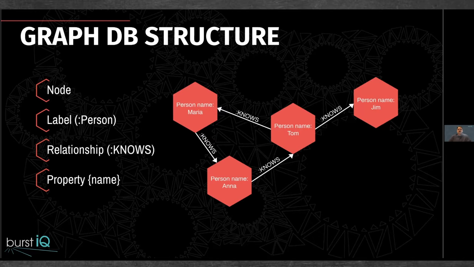So each of these hexagons is a noun. It's a person, place, or thing. It's an entity. And an entity is referred to as a node. Now, we can give these nodes labels or categories. And in this example, I highlighted that this node is a person. And so we have four people on this graph. Their relationship to each other is how they happen to know one another.